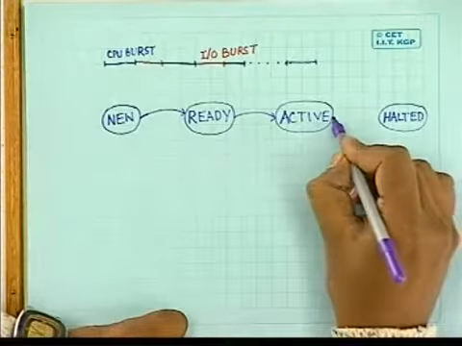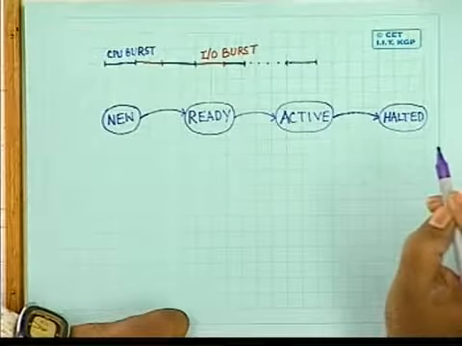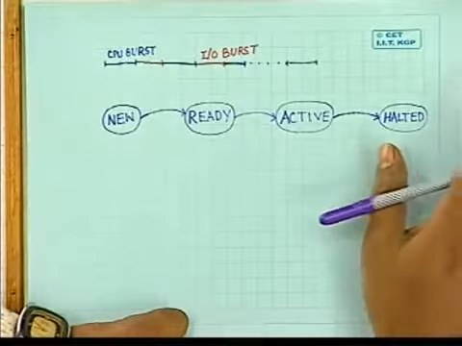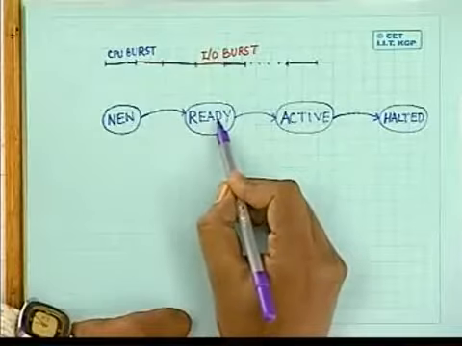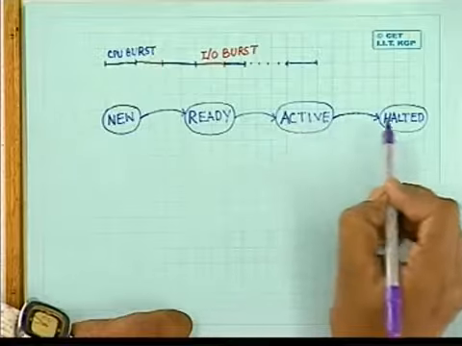So from active state, the job moves to halted state when the job is complete. Okay. So this may be completed naturally, or maybe if there is some abnormality in the job, in which case the CPU will terminate the job forcibly. Then also the job comes out of the system and it enters into halted state. Okay. So from new state, it moves to the ready state. From ready state, it moves to active state. From active state, it moves to halted state.